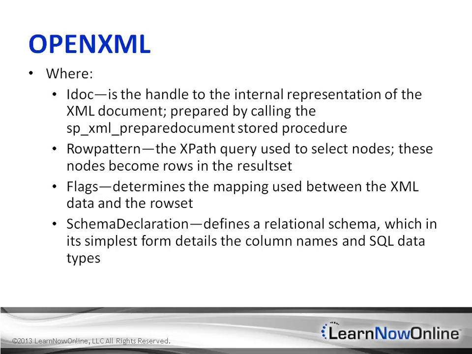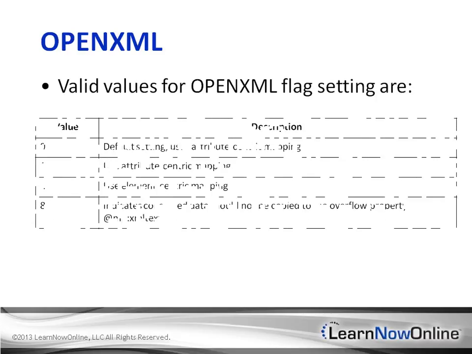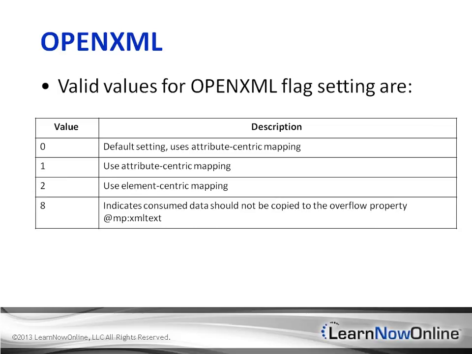Schema declaration. This will define the relational schema, which in its simple form is nothing more than column names and SQL data types. And then a table name, and this will refer to the name of an existing table in the database. Here are the valid OpenXML flag settings that you can use. This will indicate whether we're going to do things such as attribute or element-centric mapping.